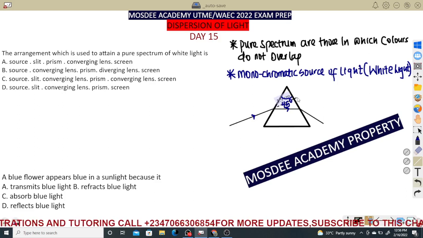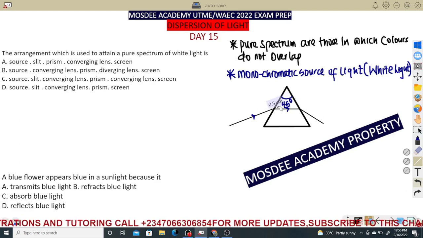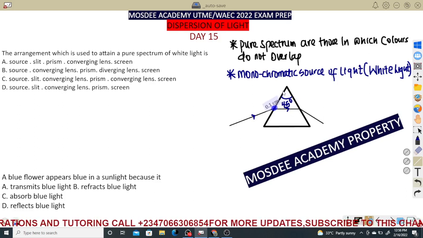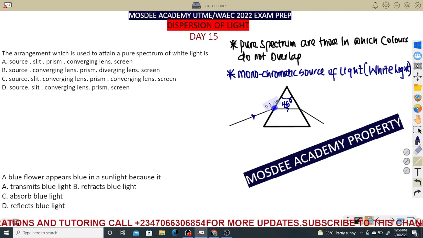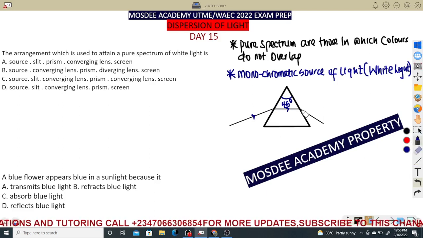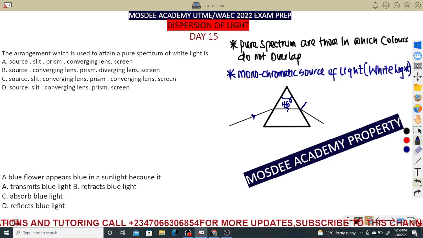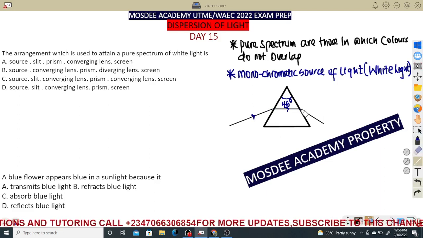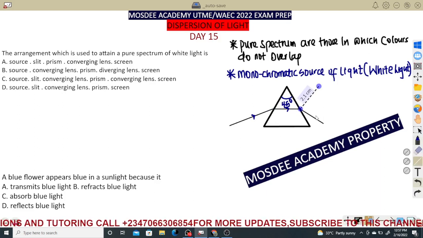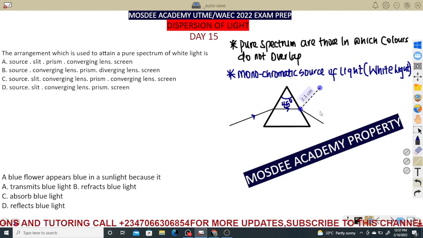So let's say it will be the incident ray. It is going to split up. This is the glass. What happens? It's going to split up. Moving from a lighter medium to a denser medium, it's going to bend towards the normal.